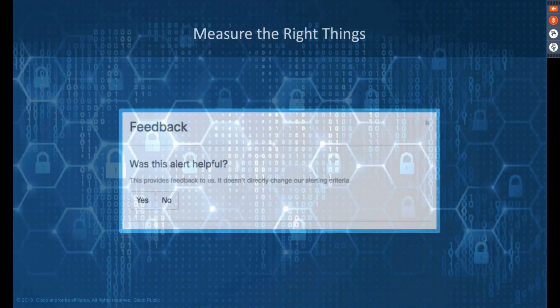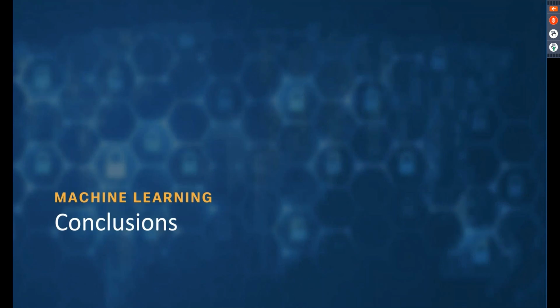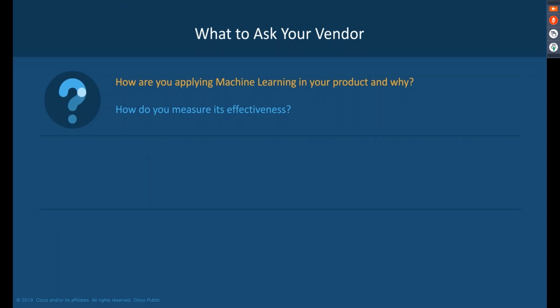So machine learning, some conclusions, some key takeaways from the talk that I've just given. Let's start with: how are you applying machine learning in your product and why? This is what you ask your vendor when you're assessing the security tools that are put in front of you and you're trying to get past all that marketing hype. And then, how do you measure its effectiveness?